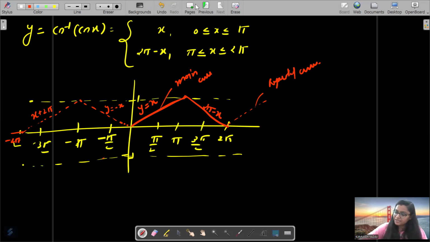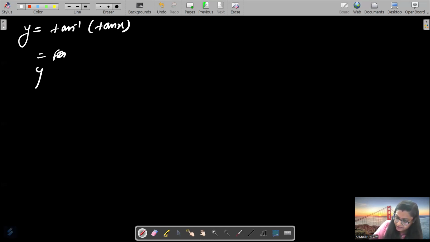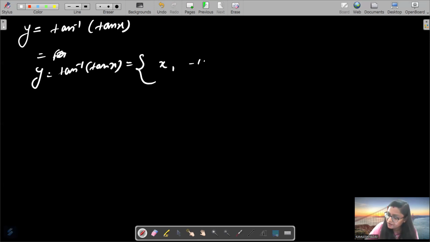Okay, now we go for the next graph: y is equal to tan inverse of tan x. It is also a periodic function, with period pi. So let us draw the graph of tan x. First see where it is defined. This function y is equal to tan inverse of tan x is defined for x where minus pi by 2 is less than x less than pi by 2.